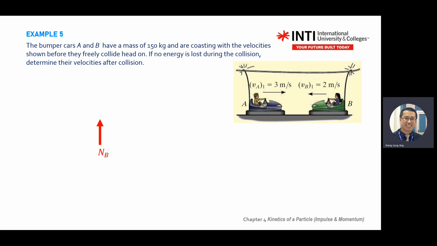Okay, so here they freely collide head on. If no energy loss, I tell you, if no energy loss, it gives you hints. You need to recall chapter 3, conservation of energy, to use in this one. Because the principle of impulse and momentum doesn't have energy here. So you need to recall what equations link to energy. There's only one. Conservation of energy. How do you write it?